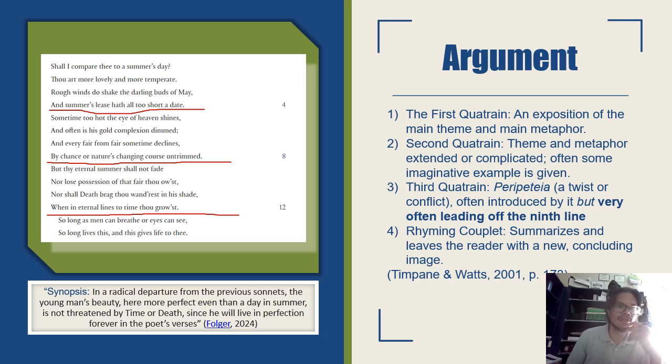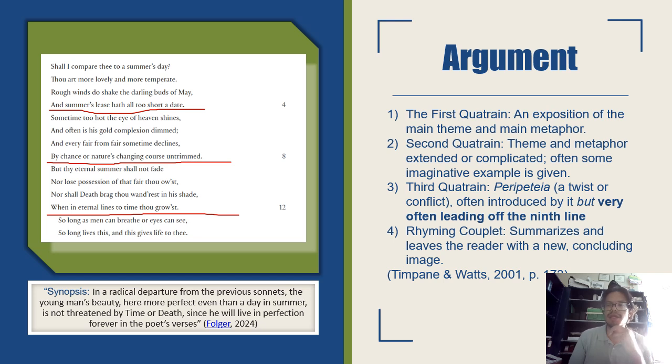Okay, so right here we have, shall I compare thee to a summer's day? So we know it's usually a love poem. He is comparing the object of his love to a summer's day. So we know that the main theme is going to be this guy or this lady is beautiful like a summer's day, right? And we know the main metaphor, we're making a comparison to nature and the beauty of a summer's day. So we have both of that right in the first line.